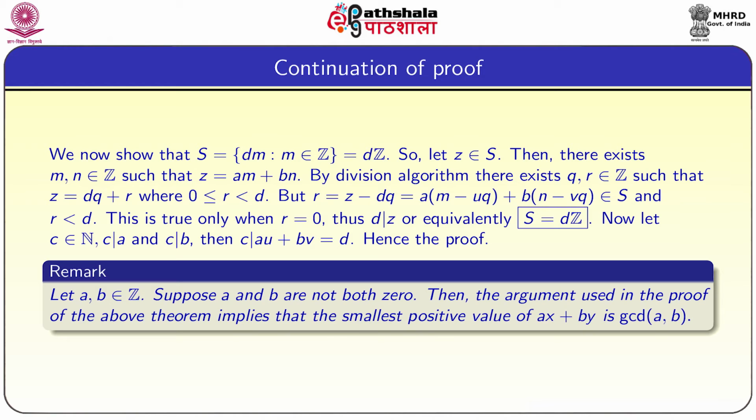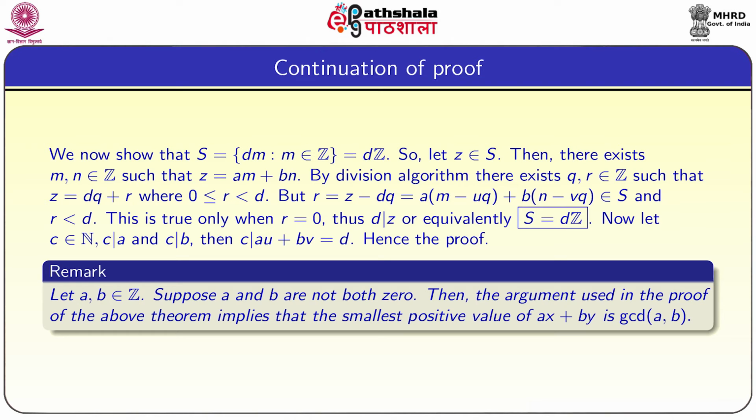So, D automatically divides A, D also divides B. Why does D divide A and D divide B? It is because A can be expressed as A times 1 plus B times 0. So, A is an element of S. Similarly, B can be expressed as B is equal to 0 times A plus 1 times B. So, B is also an element of S.